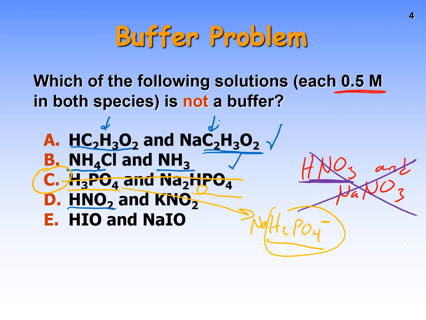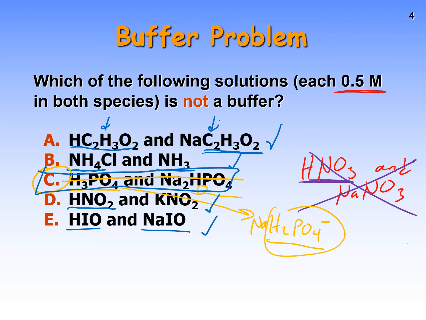If we look at HNO2, its conjugate would be NO2 minus. Hey, look at that, buffer. HIO, NaIO, also conjugates, also weak, also a buffer. So the only one that's not a buffer, and therefore our answer, is C.